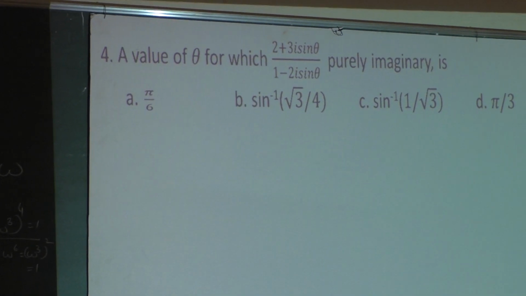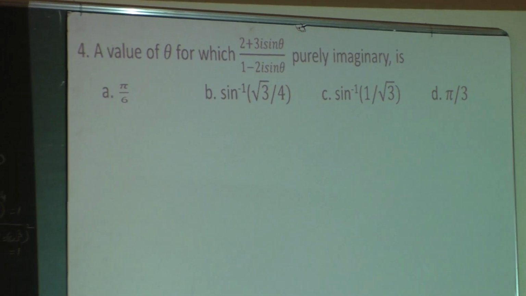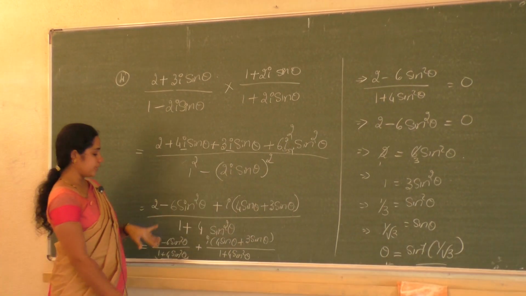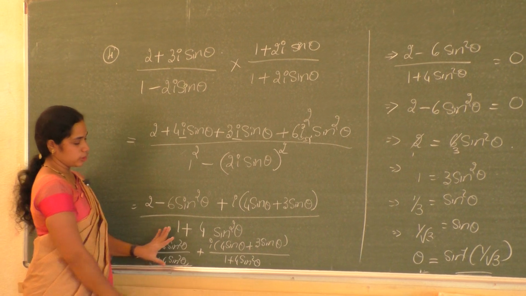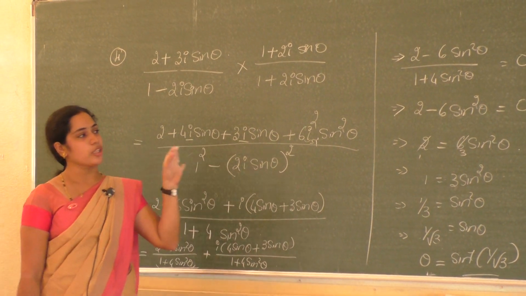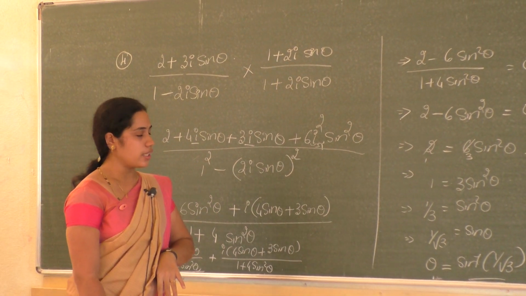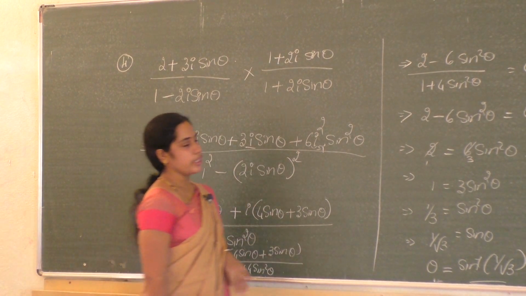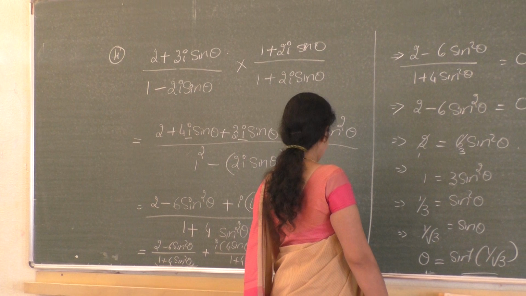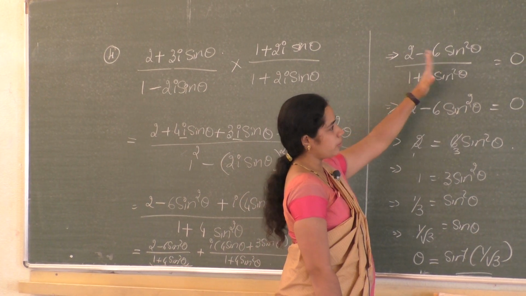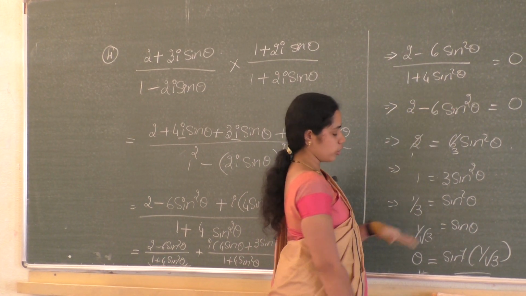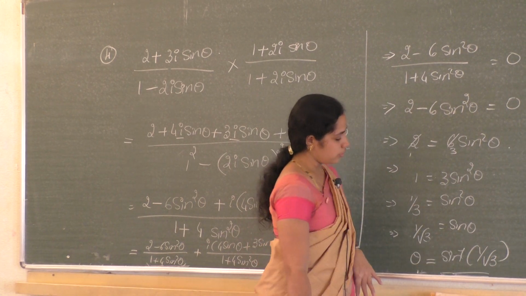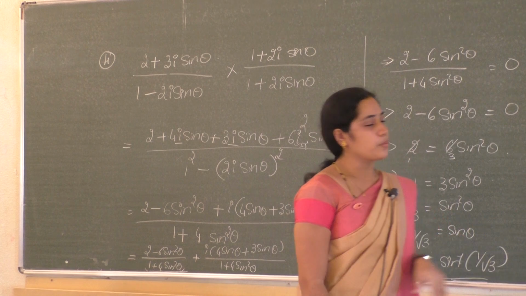Here the only thing we have to remember: suppose in the question the given complex number is purely imaginary, then its real part should be 0. Suppose the given complex number is purely real, we need to equate the imaginary part as 0. Here the given complex number is imaginary, so the real part is 0, then we have to solve. So theta is sin inverse of 1 by root 3, option C.